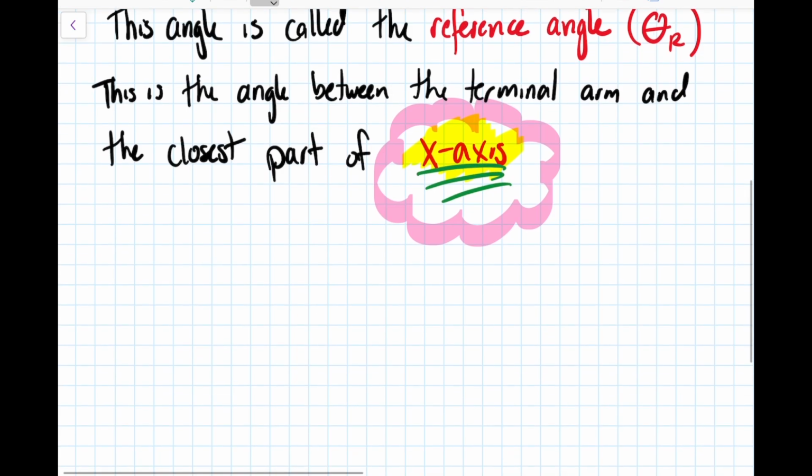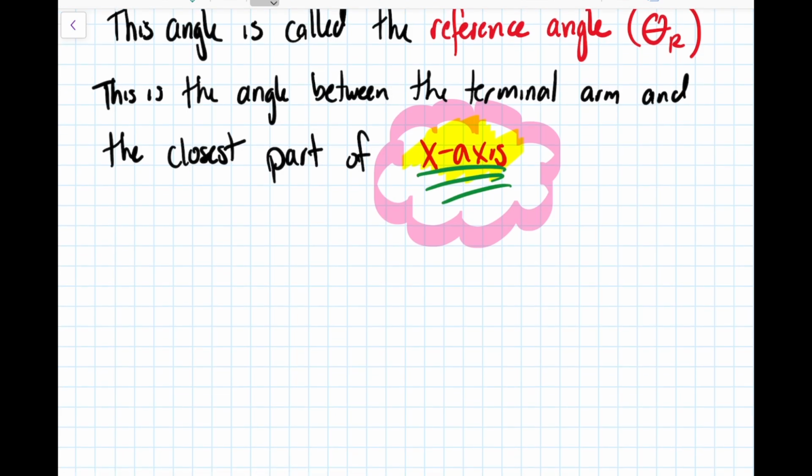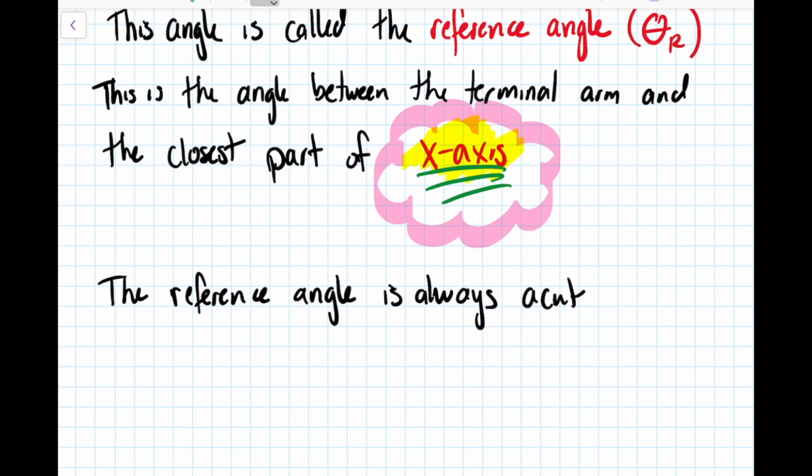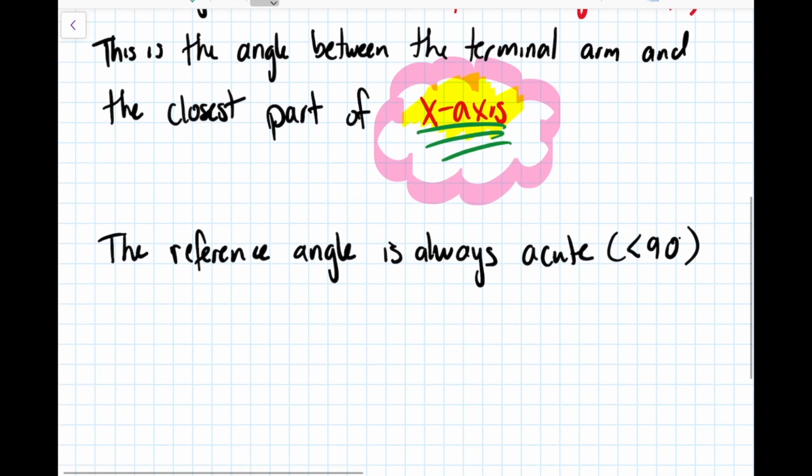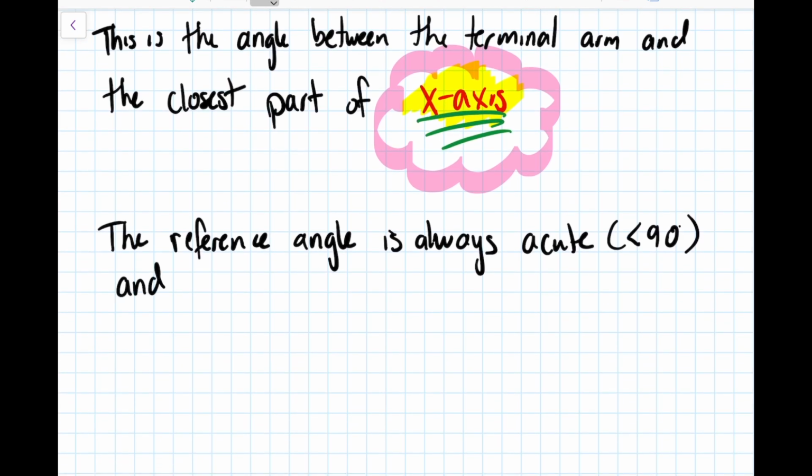So a couple of things about that. Since it's always going to be going to the closest part of the x-axis, and you're never particularly far from the x-axis, the reference angle is always going to be acute, which means less than 90 degrees. Right, so you're never going to get a reference angle of, say, 110 or something. And we don't care about direction when it comes to the reference angle, so it's always positive. So even if it's going clockwise, we don't care. The reference angle is always just going to be positive.